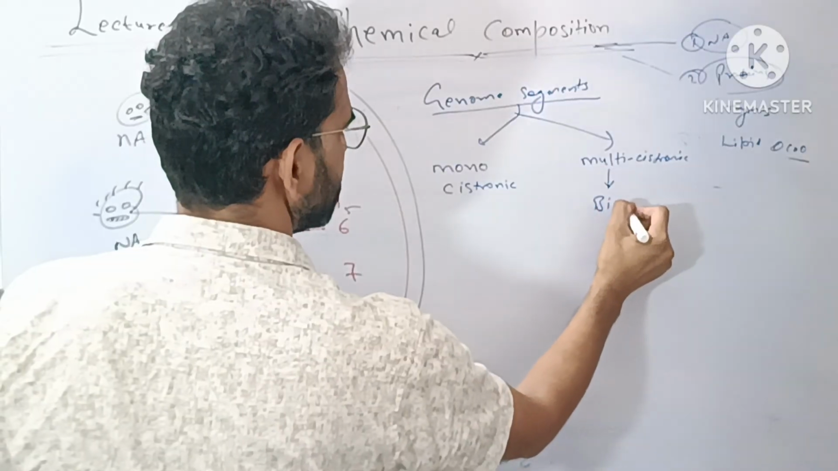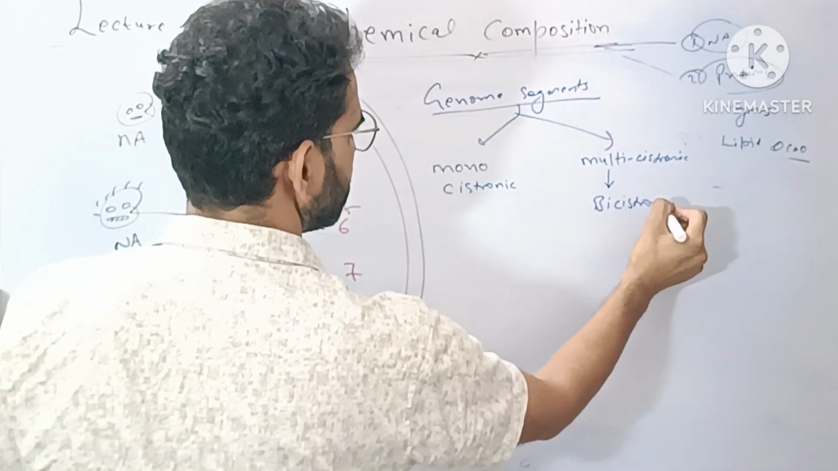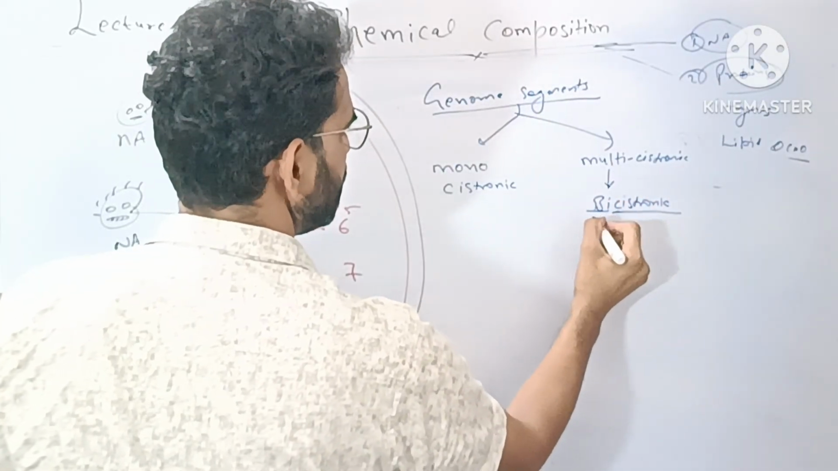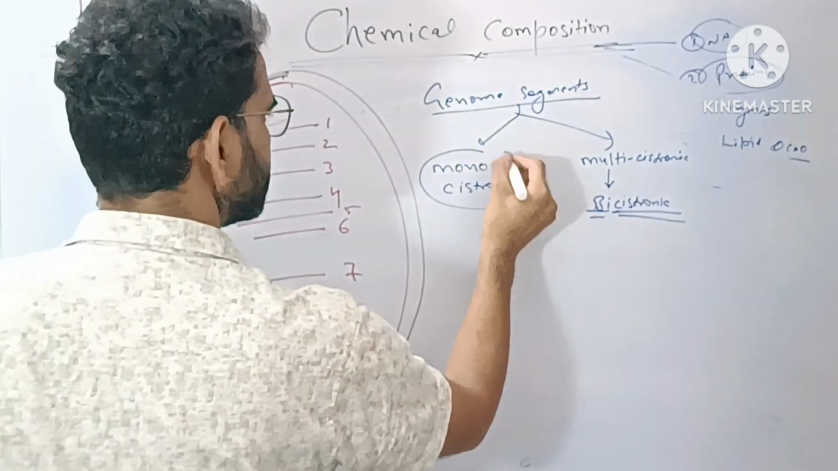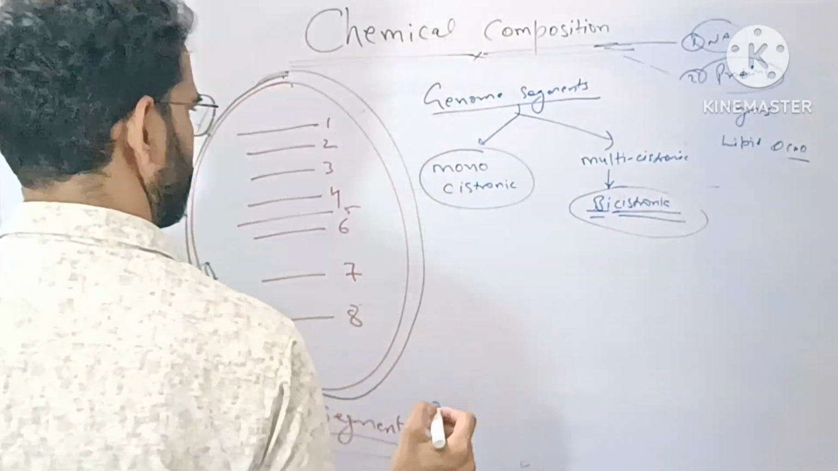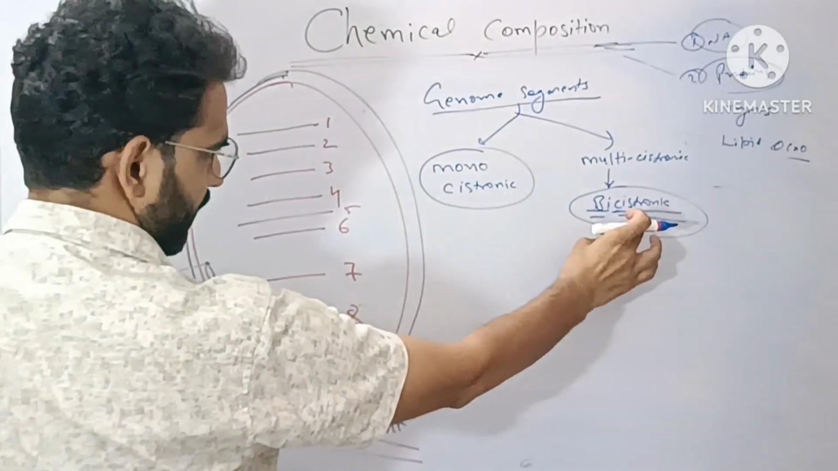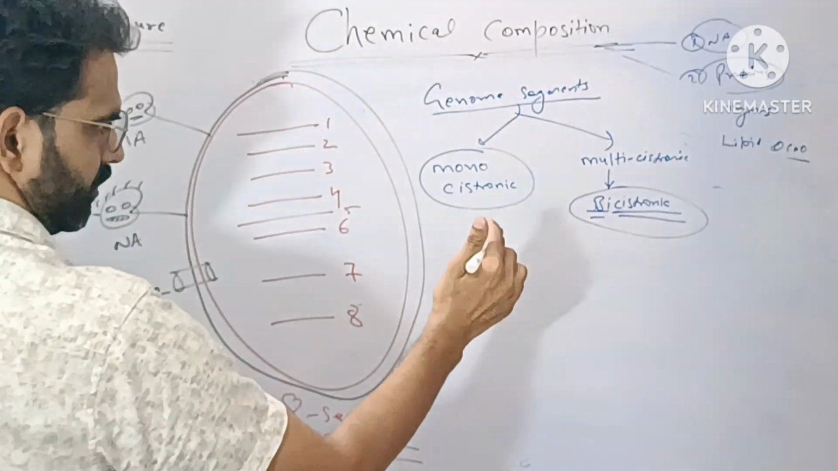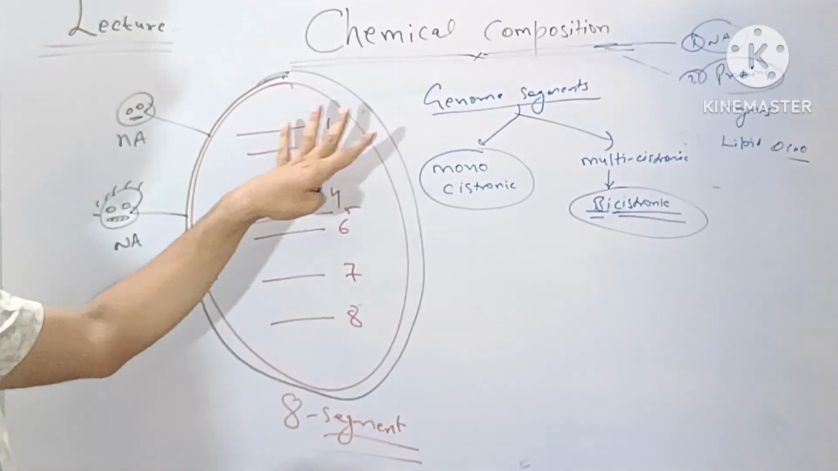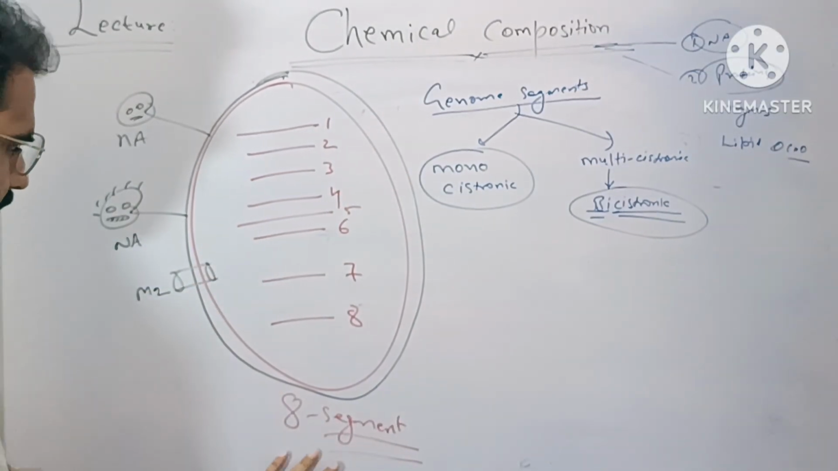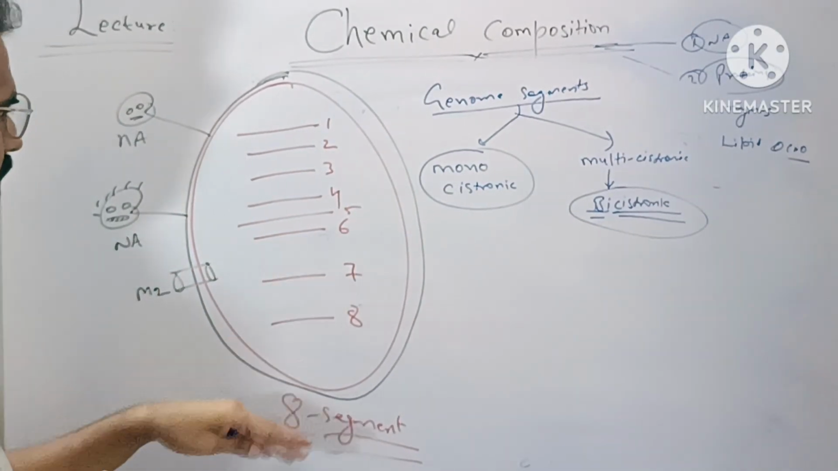Also known as bicistronic if it codes for 2 proteins. So monocistronic and bicistronic. Monocistronic means codes for 1 and bicistronic means they code for 2 proteins. So we'll take influenza 8 segment virus as an example.